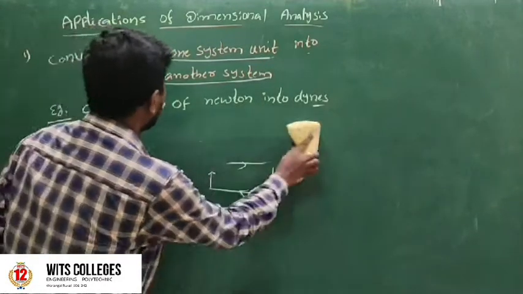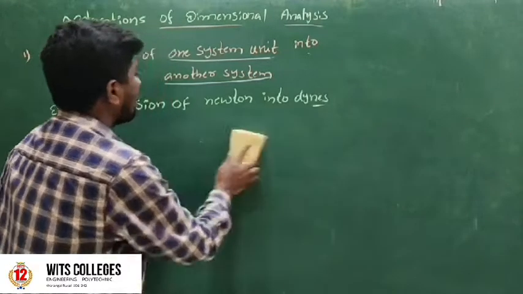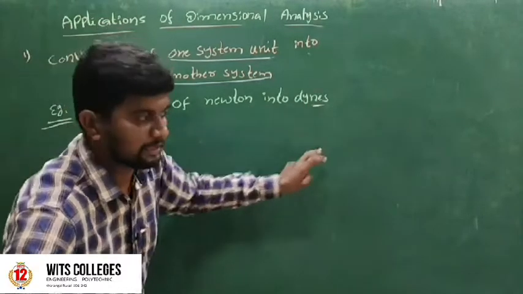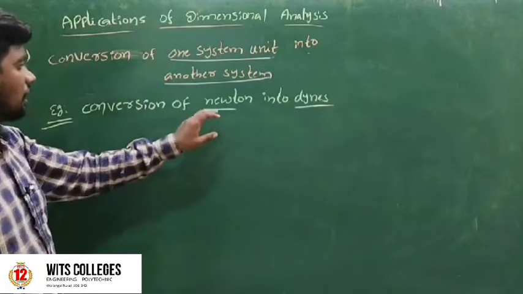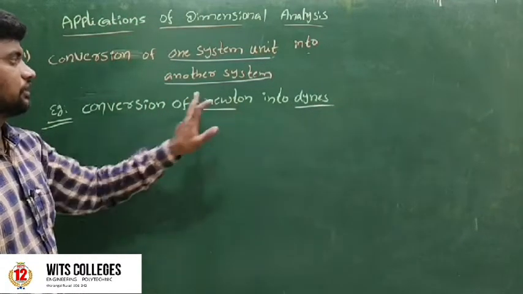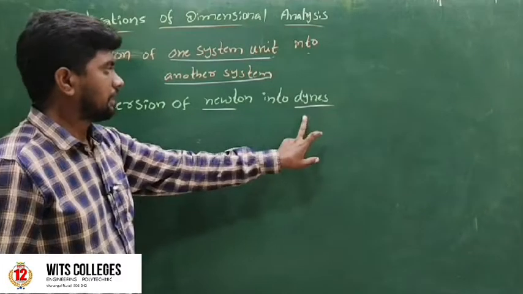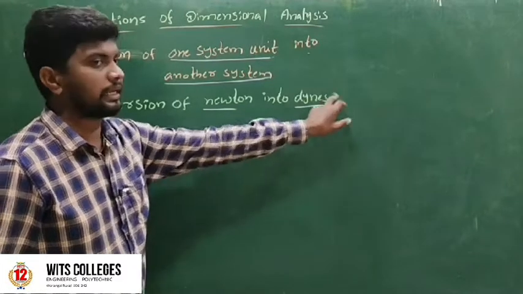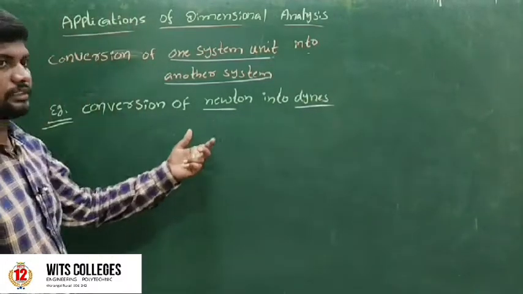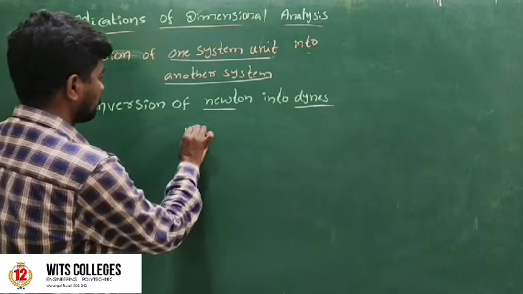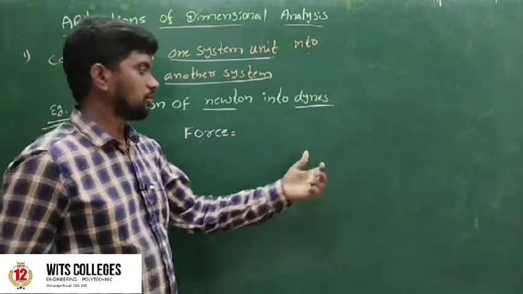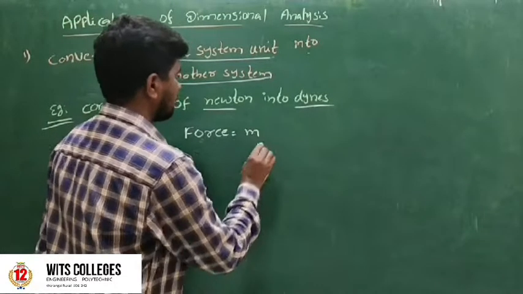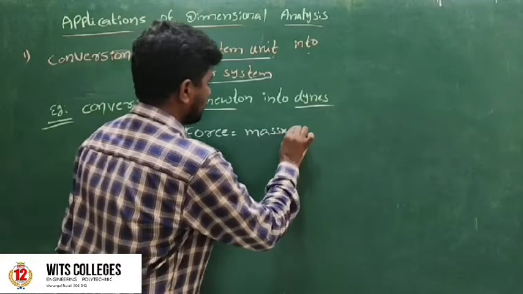The example is the conversion of Newton into Dyne. The SI unit of force is Newton. The CGS unit of force is Dyne. First of all, what is force? The formula for force is mass into acceleration.